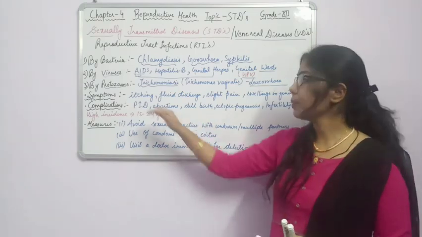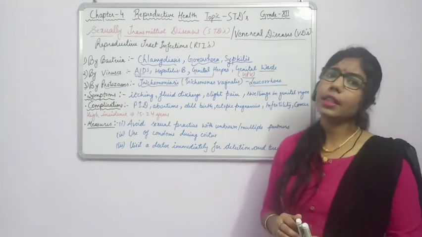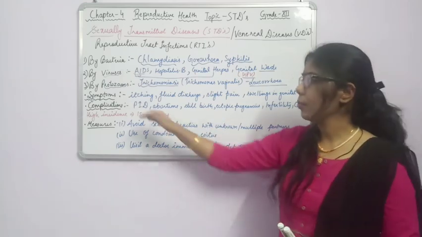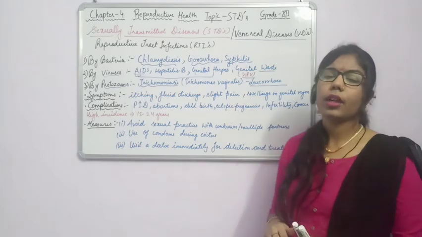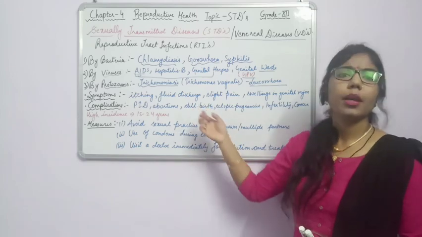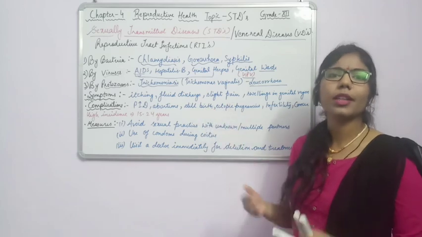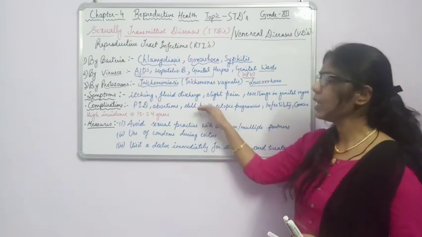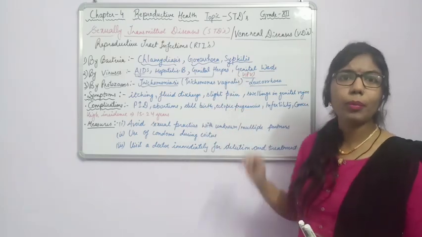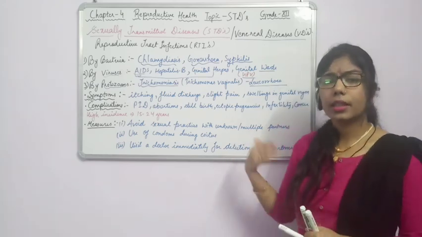A very important complication is PID. In this PID, what will happen? Pelvic inflammatory disease means that in the pelvic region of the body there will be some inflammation, and this inflammation will cause different diseases or different happenings in the body. Sometimes it leads to abortion, stillbirth, or the birth of deaf children. So these are some complications caused by the STDs, or sometimes ectopic pregnancy.